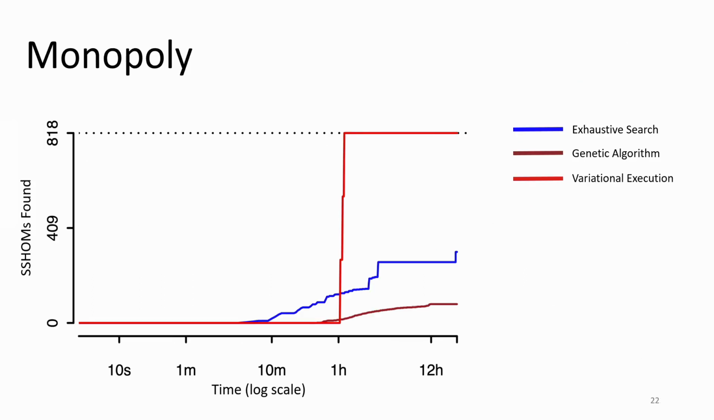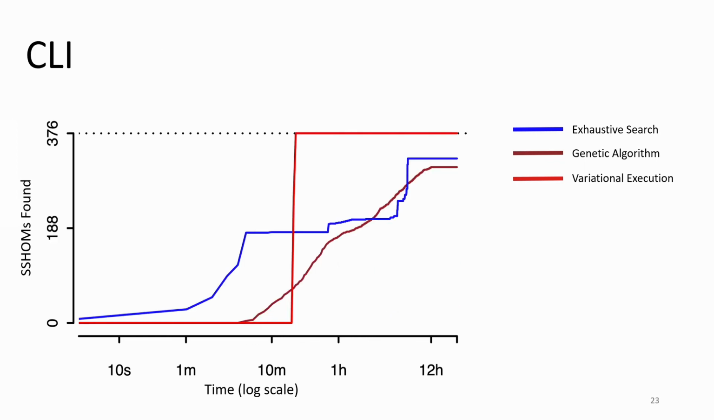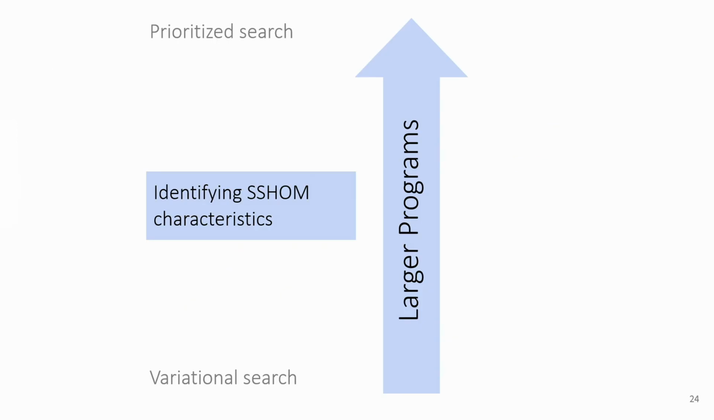We observe similar patterns in other subjects. Here, we have monopoly. The existing approaches find less than half of the strongly subsuming higher-order mutants in 12 hours, but variational execution is able to find them all in about an hour. We can also see in CLI that variational execution can find all the strongly subsuming higher-order mutants in a matter of minutes. The results show that using variational execution is promising.